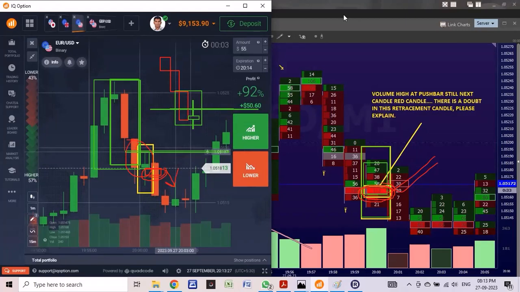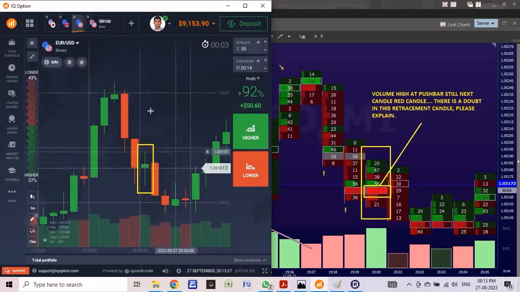I was confused because we have learned that when there is a high volume, whether it is red or green, at the push bar level, then the next candle will be green. So that is why I was confused. No, it depends on the market situation. It's a common theory. What you are telling is a common theory.